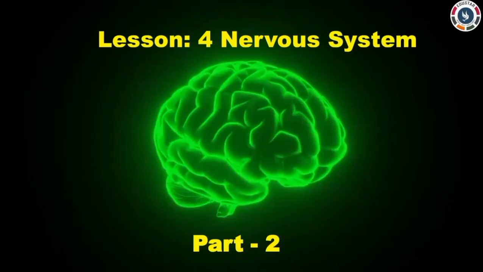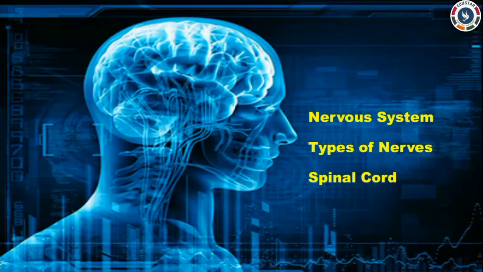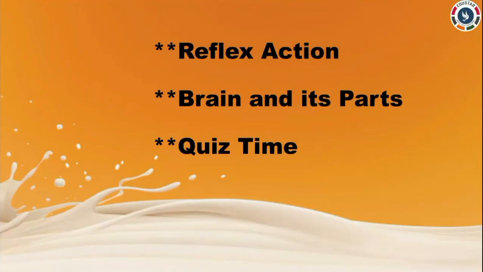Lesson 4, Nervous System Part 2. Students, in our last video session, we learnt about the nervous system, types of nerves and the spinal cord also. I hope you all read that in your book. Today, we are going to learn about the reflex action, the brain and its parts. Then you are having a small quiz time also. Are you ready, dears?